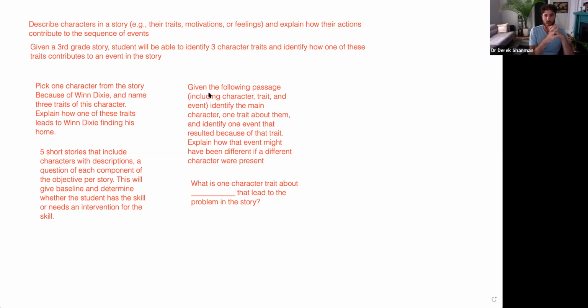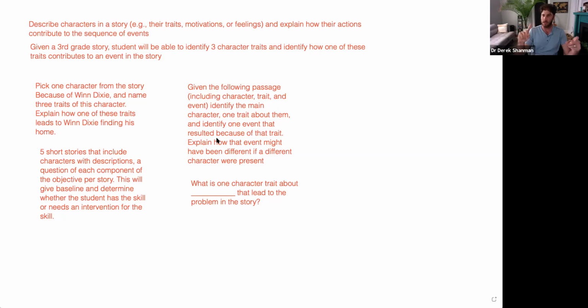Mine. So given the following passage, I'm providing a passage here so that I can control the information that is in the passage. And as I specified here, including character, traits, and events: identify the main character, one trait about them, and identify one event that resulted because of that trait. All right, so I have a kid who is stubborn and he gets in trouble because he's stubborn.